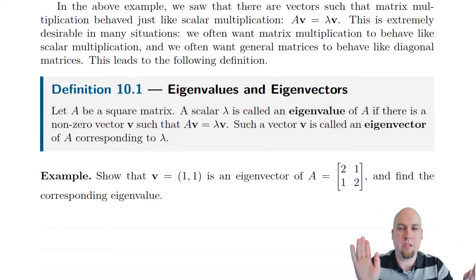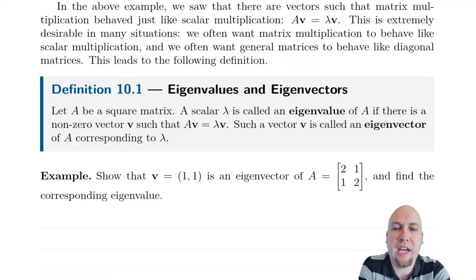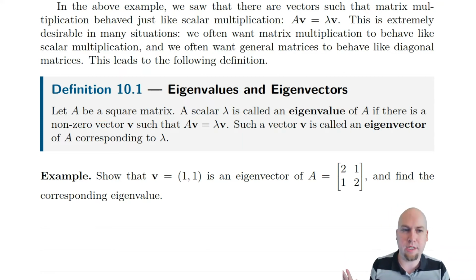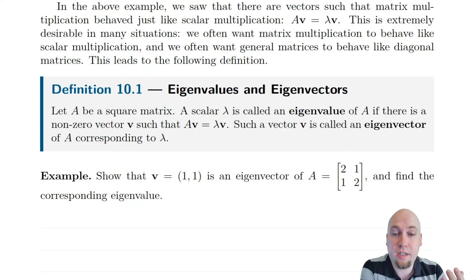Okay, so that motivates this definition here. Suppose you've got any old square matrix. Okay, it doesn't have to be diagonal anymore, just any old square matrix. Well, we say that some scalar lambda is an eigenvalue of A if there's a non-zero vector V such that A times V equals lambda V. Okay, and this non-zero vector V here is called the eigenvector corresponding to the eigenvalue lambda.